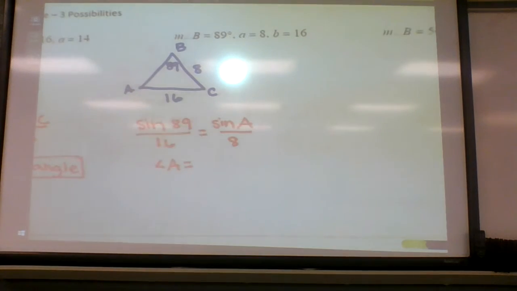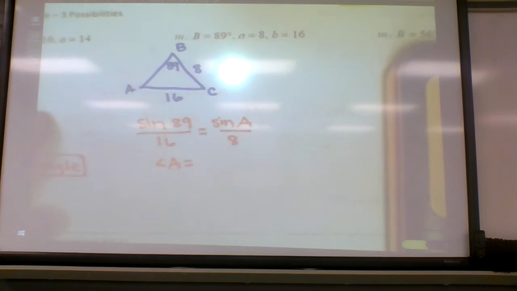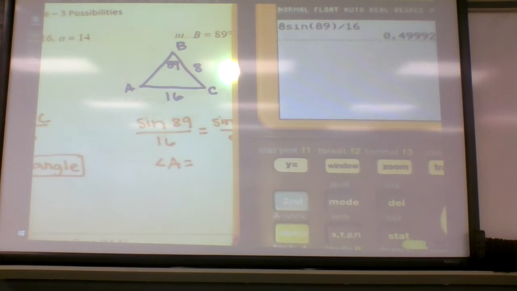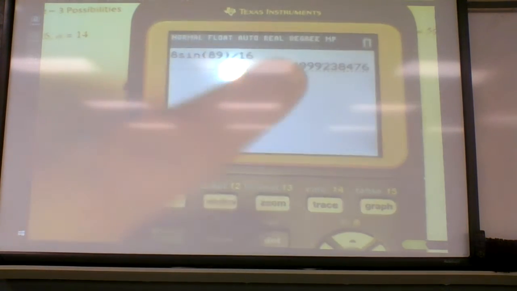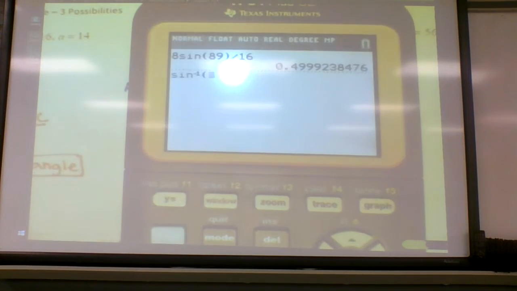And so once again, this solves just like all the others, finding missing angles. So multiply the 8 up. So it would be 8 sine of 89. Make sure you close the parentheses and then divide. And since that number is between 1 and -1, I know I can actually keep going here, right? It's not going to give me an error.